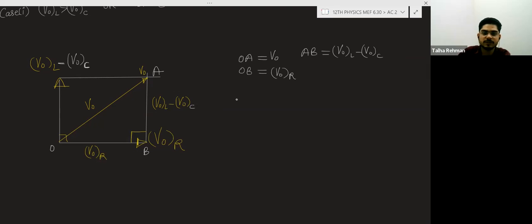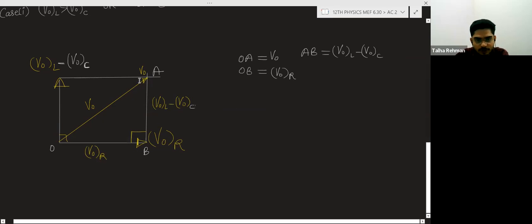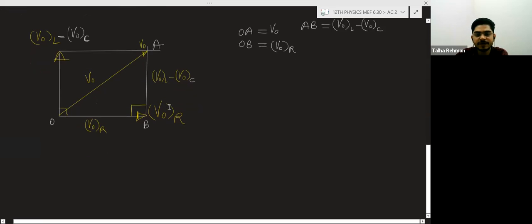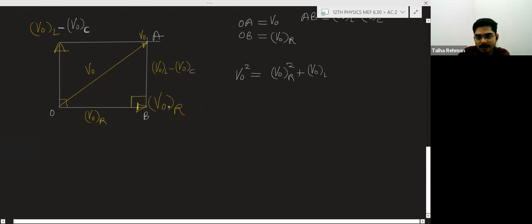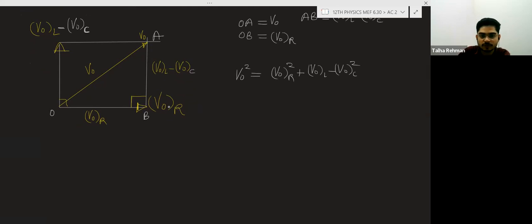This will be V naught C. Now when you apply the Pythagoras theorem, hypotenuse square is equal to base square plus perpendicular square. So we can write here V naught square is equal to V naught R square plus V naught L minus V naught C square.